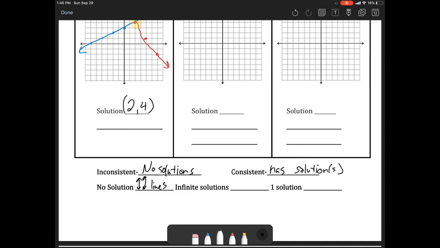But there's two different ways you can classify consistent. You can have infinite solutions. That usually means that it's going to have the same line, and it's going to be considered dependent. Then if we have one solution like we do in our graph, that's called independent. So now that we have these terms, I would classify my graph as consistent and independent.